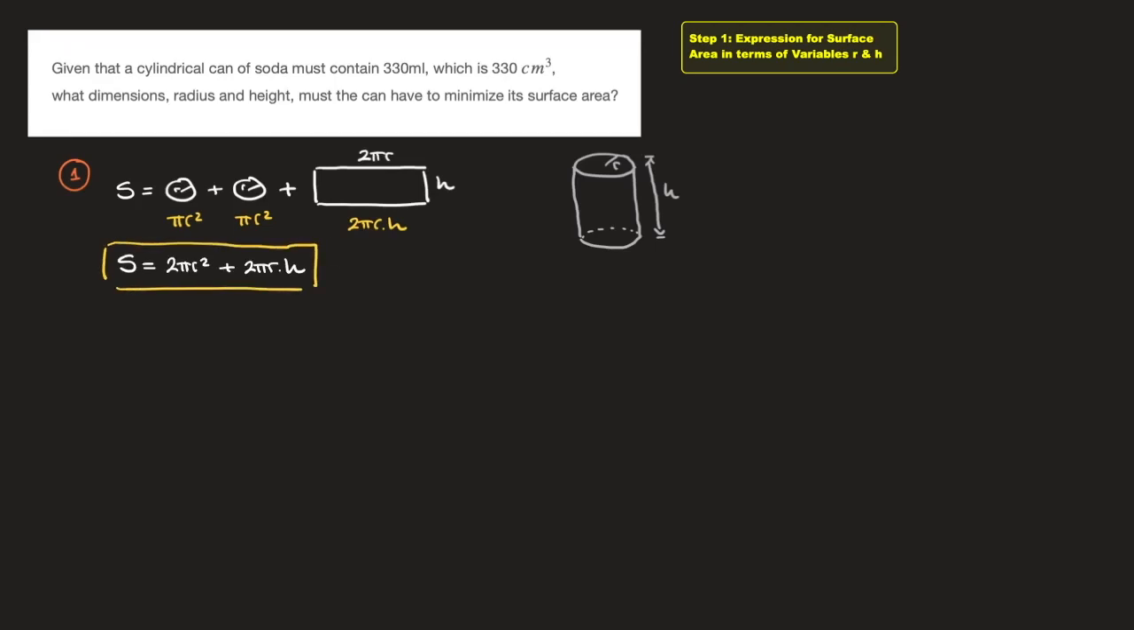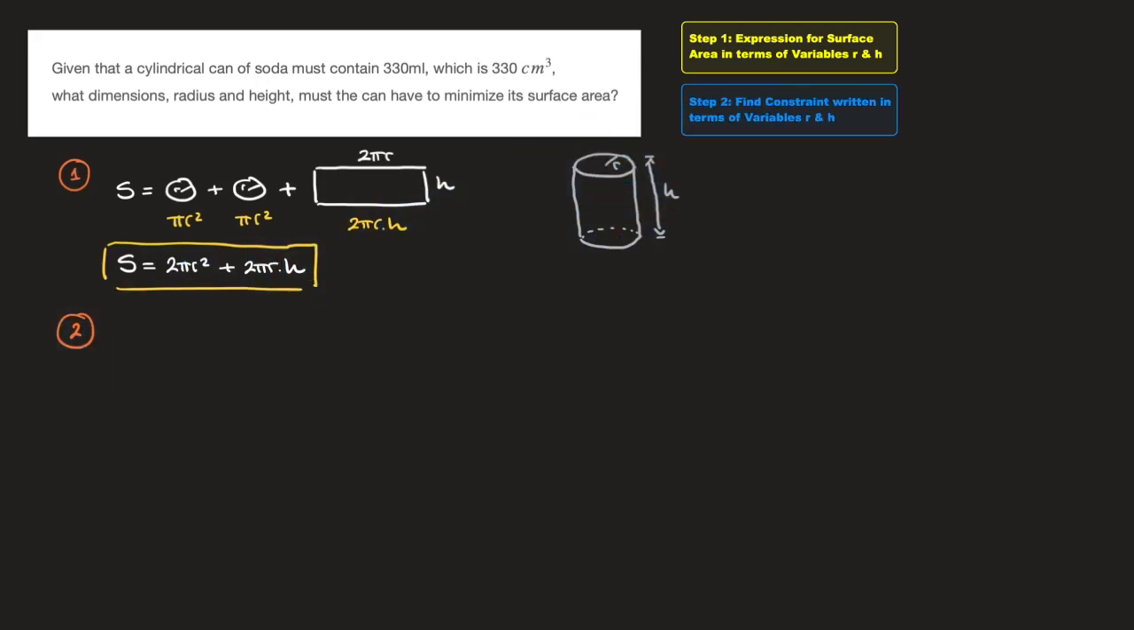We now have an expression for the quantity we're trying to optimize. In this case, it's the surface area we're trying to minimize, written in terms of the variables we have, which are r and h. So we move on to step 2. And in step 2, we need to find or identify the constraint and write it in terms of the same variables as we did in step 1. So those would be r and h.